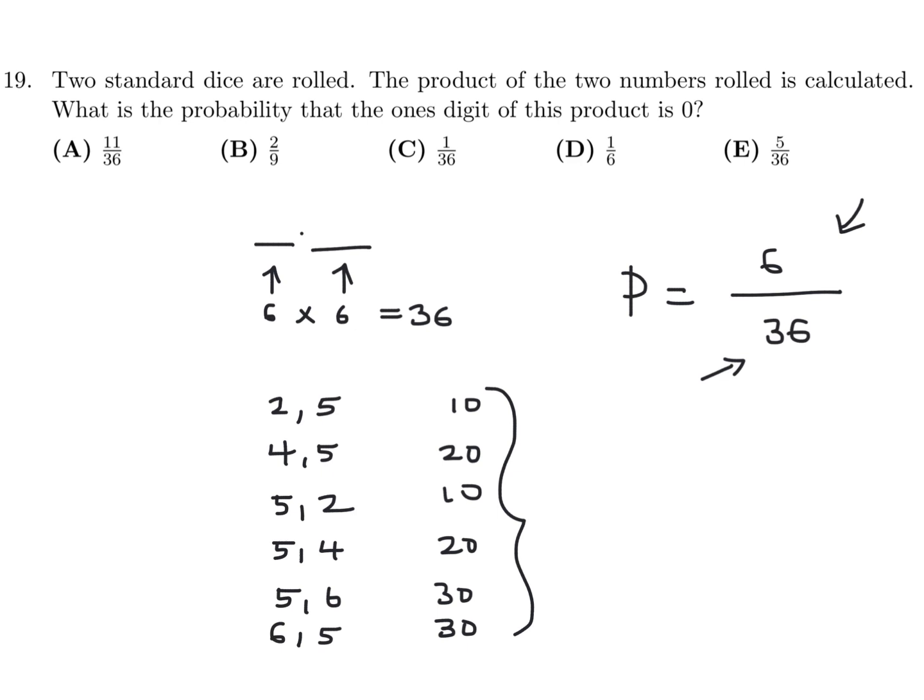So therefore the 6 goes there. And that's it. And I think we have to reduce this to lowest terms. That's how they get the 1 over 6. Oh, okay, number 19 is D.